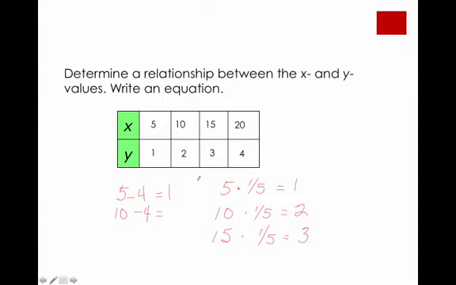So all I'm looking for right now is to determine a relationship between x and y. So that relationship is 1/5 x. So we could write that as a function, f of x equals 1/5 x.